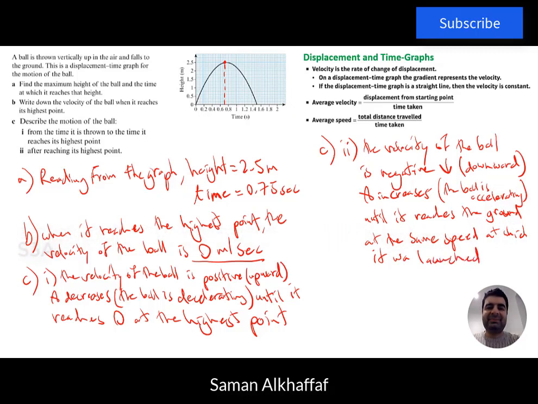So in the second part, after reaching its highest point, the velocity actually travels downwards. So the velocity will decrease, and then also the acceleration increases because it's moving downward until it hits the ground, and at the same speed, it will continue similar to the speed that it was launched at. And this will be our answer for part II and also our explanation for this question.